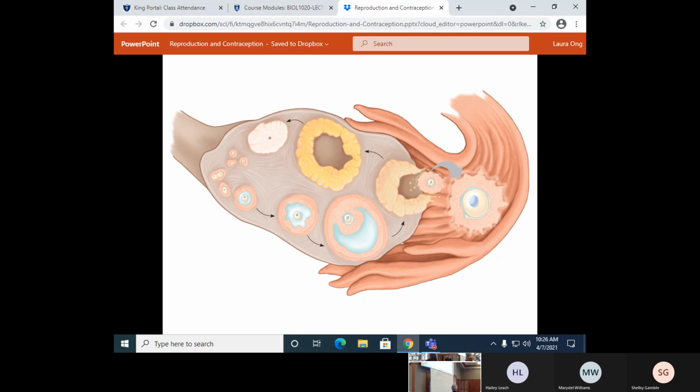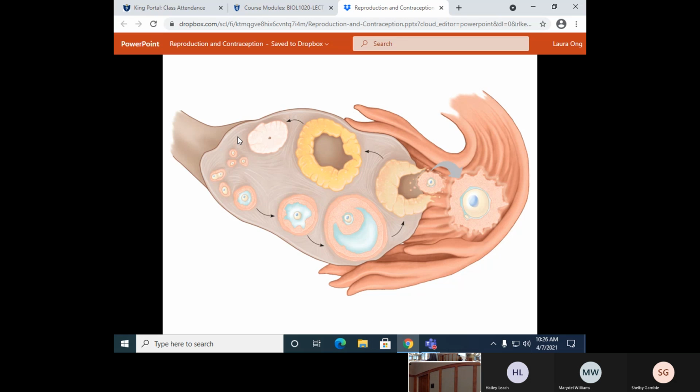But before the age of puberty, all of the eggs in the ovaries are very tiny and they're kind of underdeveloped. And they would be kind of about this size. And the ovary is basically packed full of those. And these would be examples of the immature oocytes.